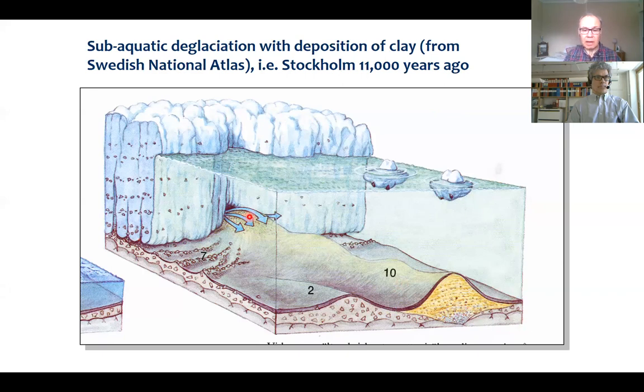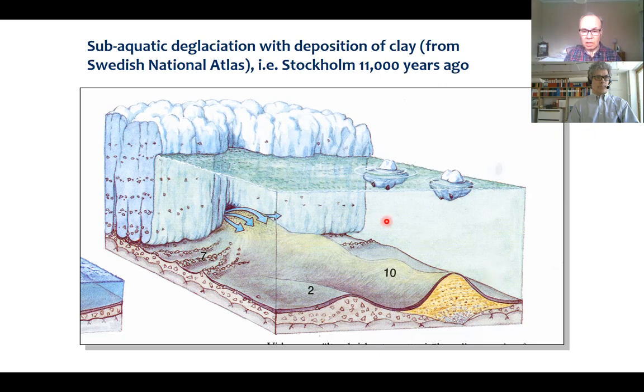This is the esker that Arjen talked about, which is perpendicular to the ice margin. And the coarse material, the gravel, stones, sand, and so on, is deposited as ridges, or as we call them, eskers. And they are perpendicular to the ice margin. But there is also a finer material that's coming from the meltwater from the glacier. And this finer material, which is usually clay and sand, is deposited on the bottom of the Baltic Sea some 11,000 years ago.